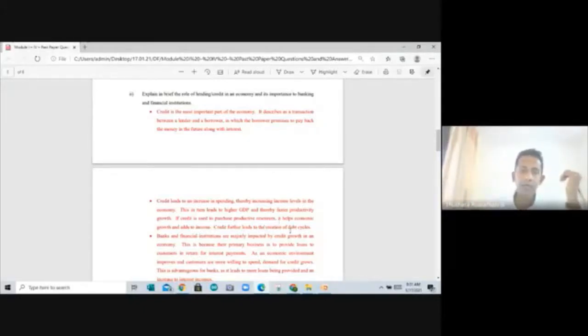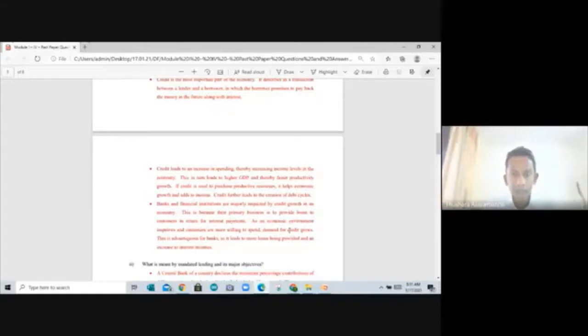Then number two, credit leads to an increase in spending, thereby increasing income levels in the economy. This in turn leads to higher GDP and thereby faster productivity growth. If credit is used to purchase productive resources, it helps economic growth and adds to income. Credit further leads to the creation of debt cycles. So that's what I am telling.